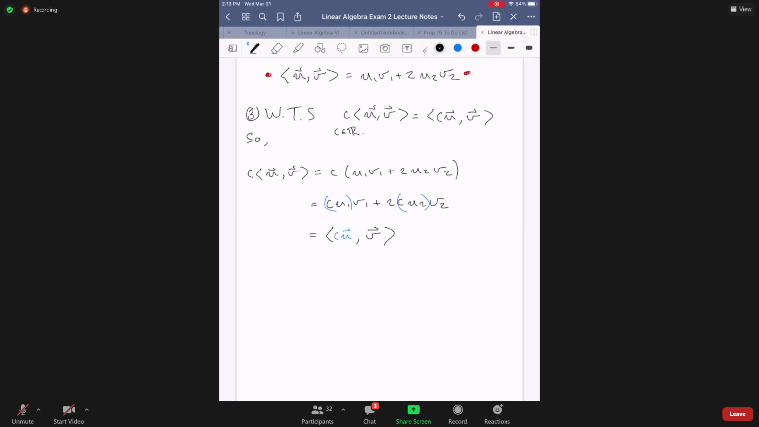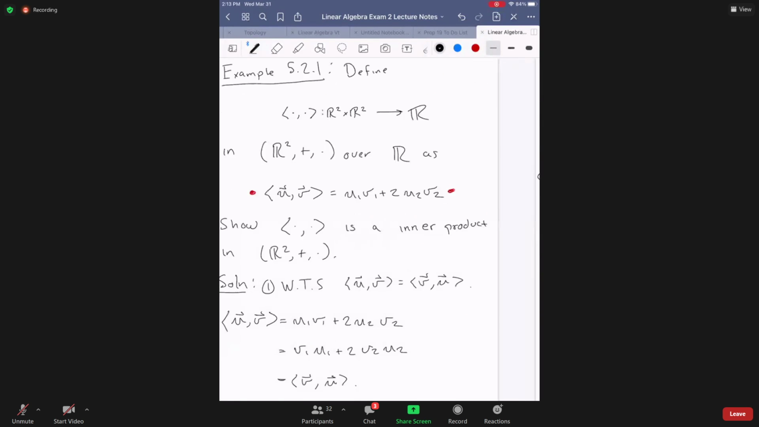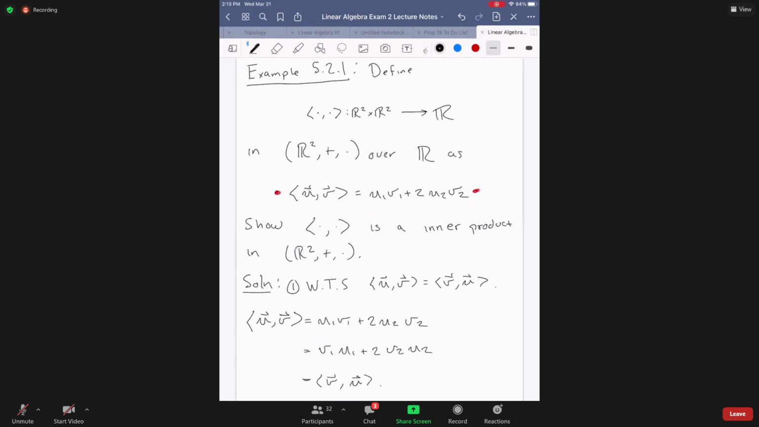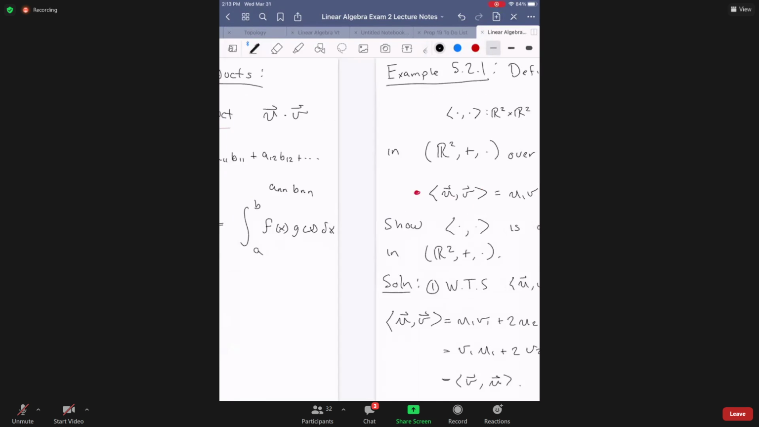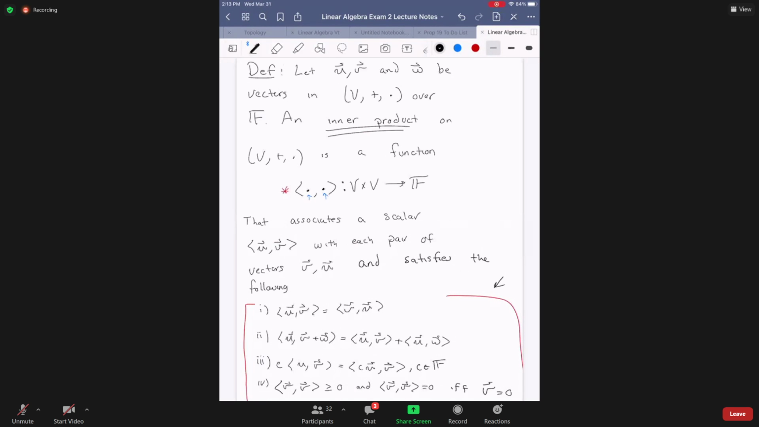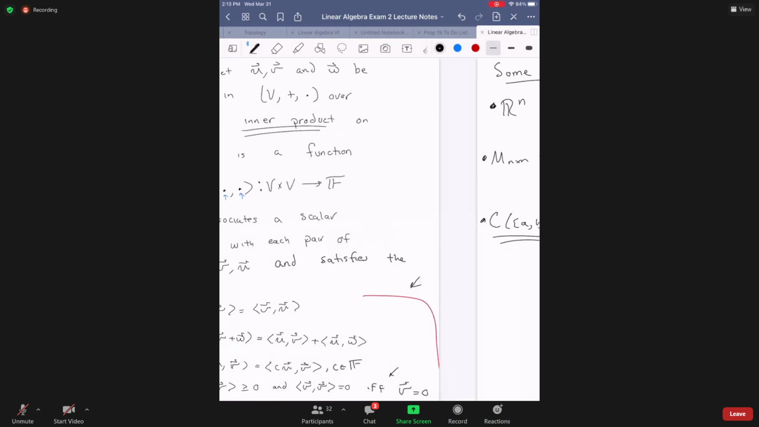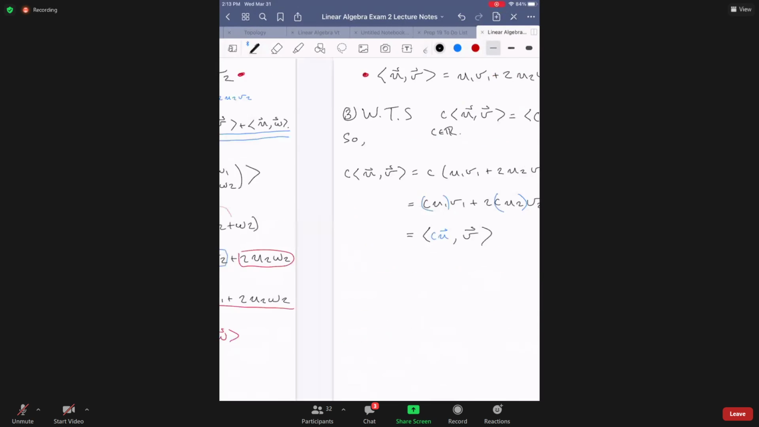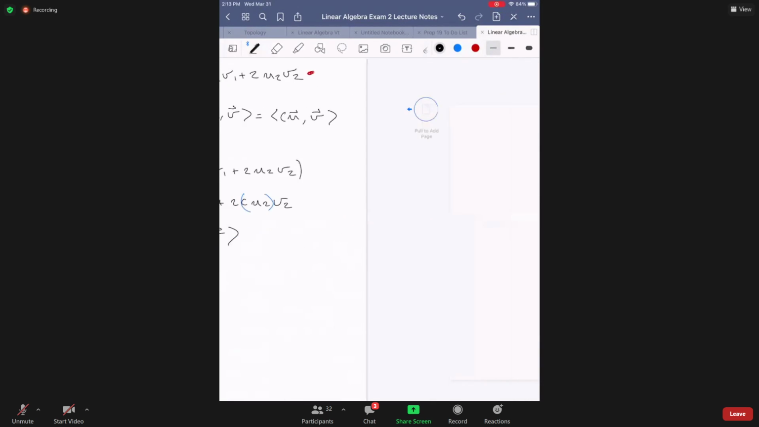And then the last thing I'll maybe show. So maybe just two more things, or actually, just this last thing. We just need to show that any vector's inner product with itself is always positive, and if it's 0, then the vector has to be 0. Okay, so now do 4.